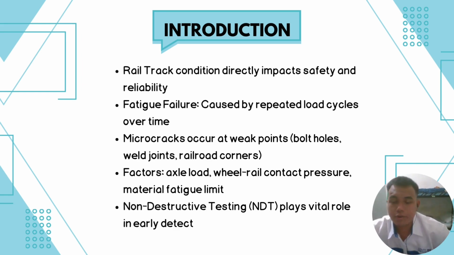a rail track condition directly impacts safety and reliability. A fatigue failure is defined as a failure caused by repeated load cycles over time. It can cause microcracks. Microcracks occur at weak points such as bolt holes, weld joints, and also railroad corners. Some of the factors are axle load, wheel rail contact pressure, and also material fatigue limit. One of the ways to detect fatigue is non-destructive testing, or known as NDT.